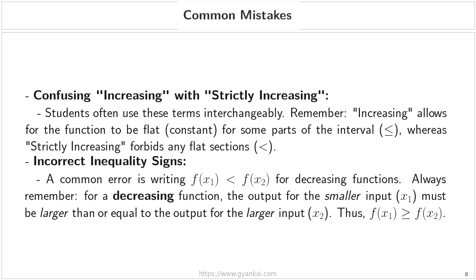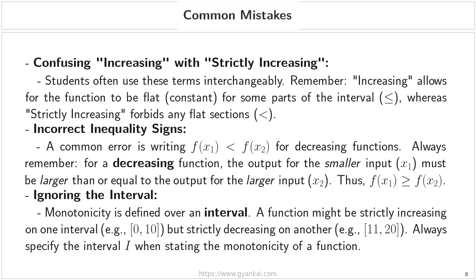Second, pay close attention to your inequality signs, especially with decreasing functions. A frequent error is writing that the function of x1 is less than the function of x2 when describing a decrease. To avoid this, always remind yourself that for a decreasing function, the output for the smaller input, x1, must be larger than or equal to the output for the larger input, x2. Therefore, the correct analytical statement is that the function of x1 is greater than or equal to the function of x2. Finally, never ignore the interval.